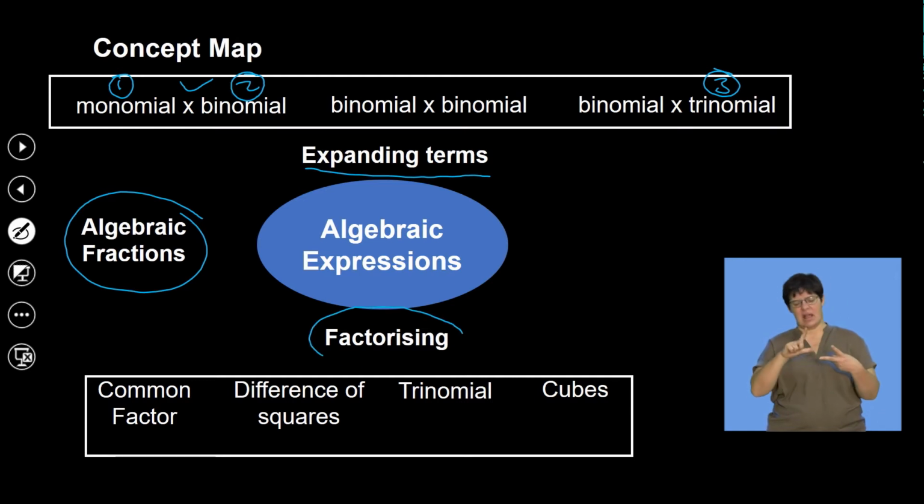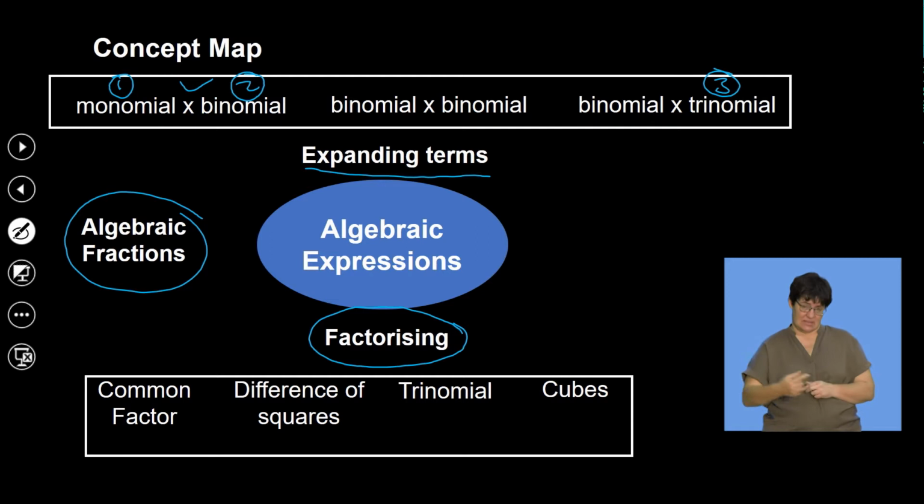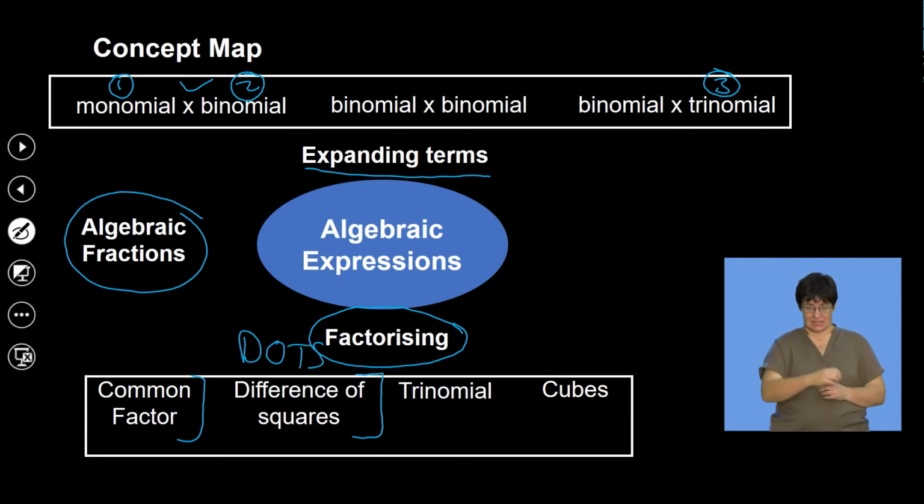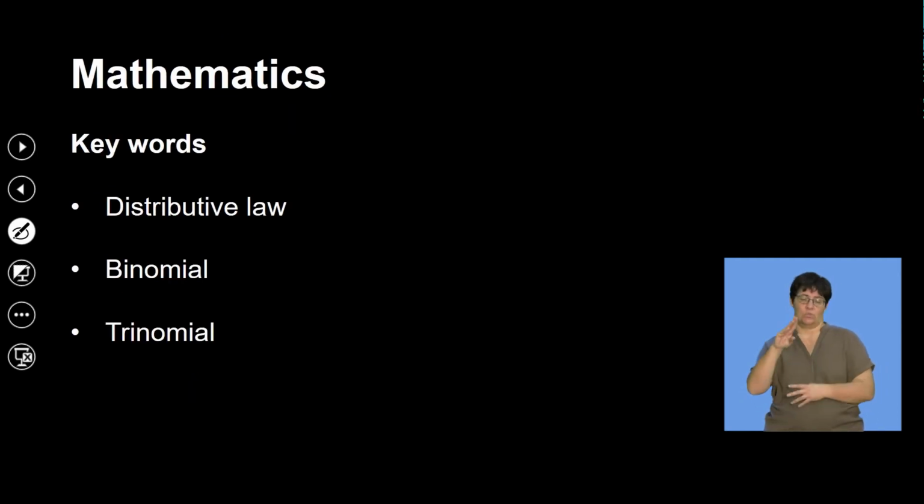Also, lastly, we're going to look at some factorizing. With factorizing, we have some different types. It's finding a common factor. They normally call it a difference of squares, which is DOTS. They normally use the word DOTS. And we're also going to factorize a trinomial. Then lastly, we're going to factorize cubes.